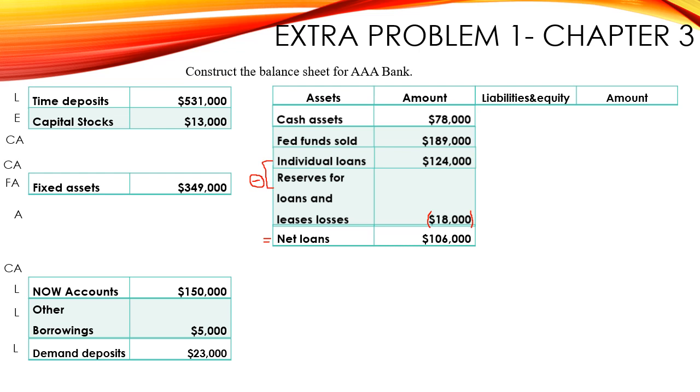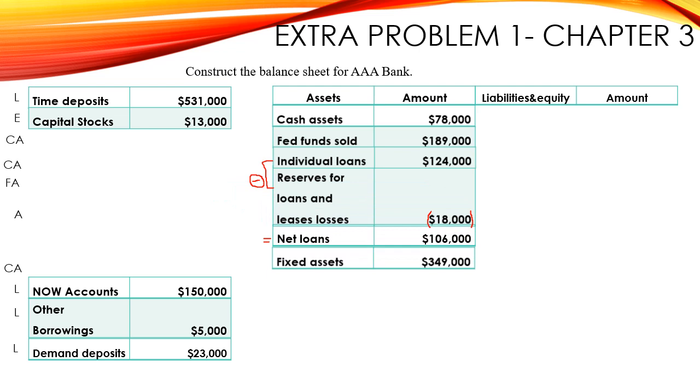After the current assets, we should put the fixed assets, and all the assets are done. We will have the total assets. The total assets is the summation of the cash assets, the federal funds sold, the net loans, and the fixed assets.